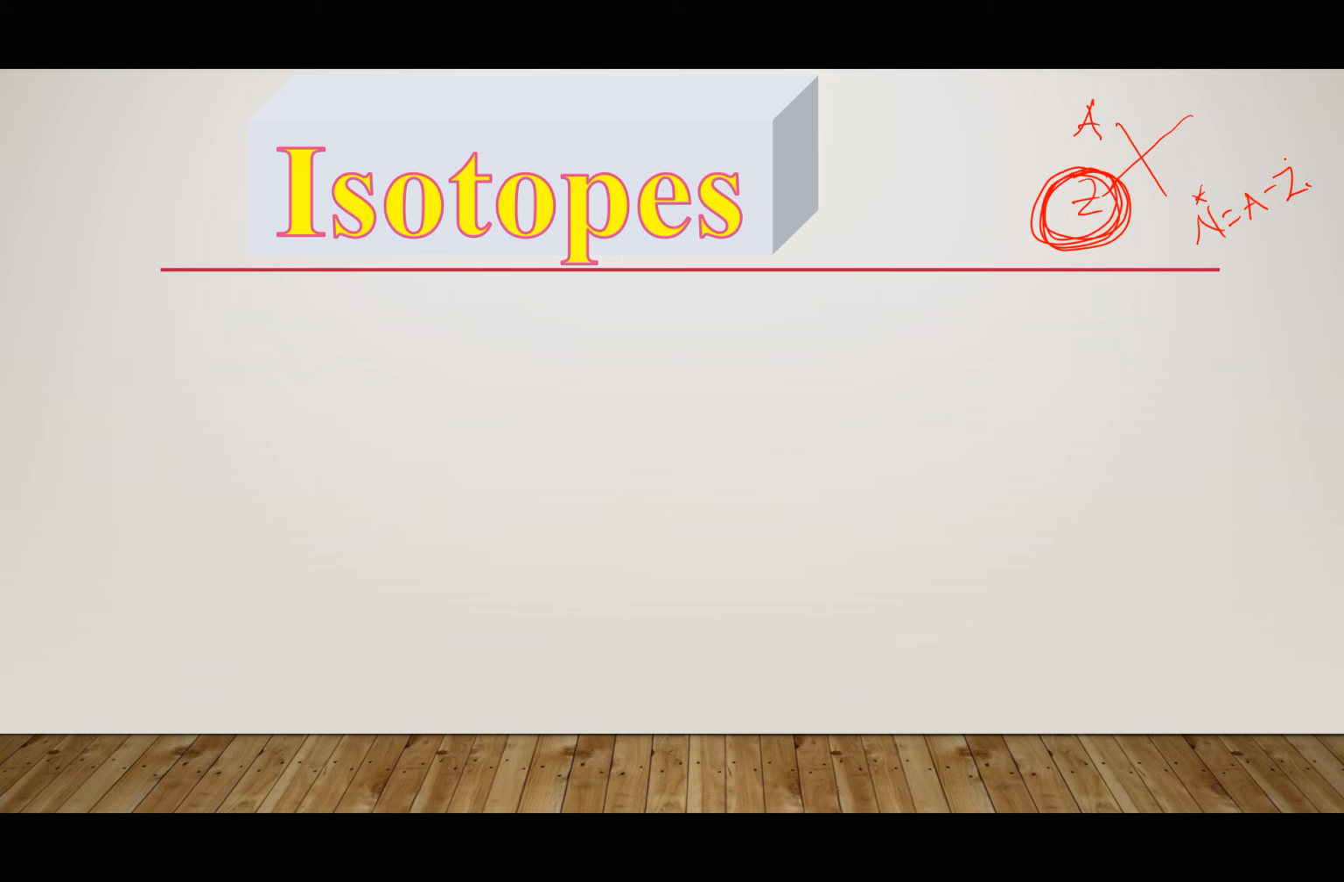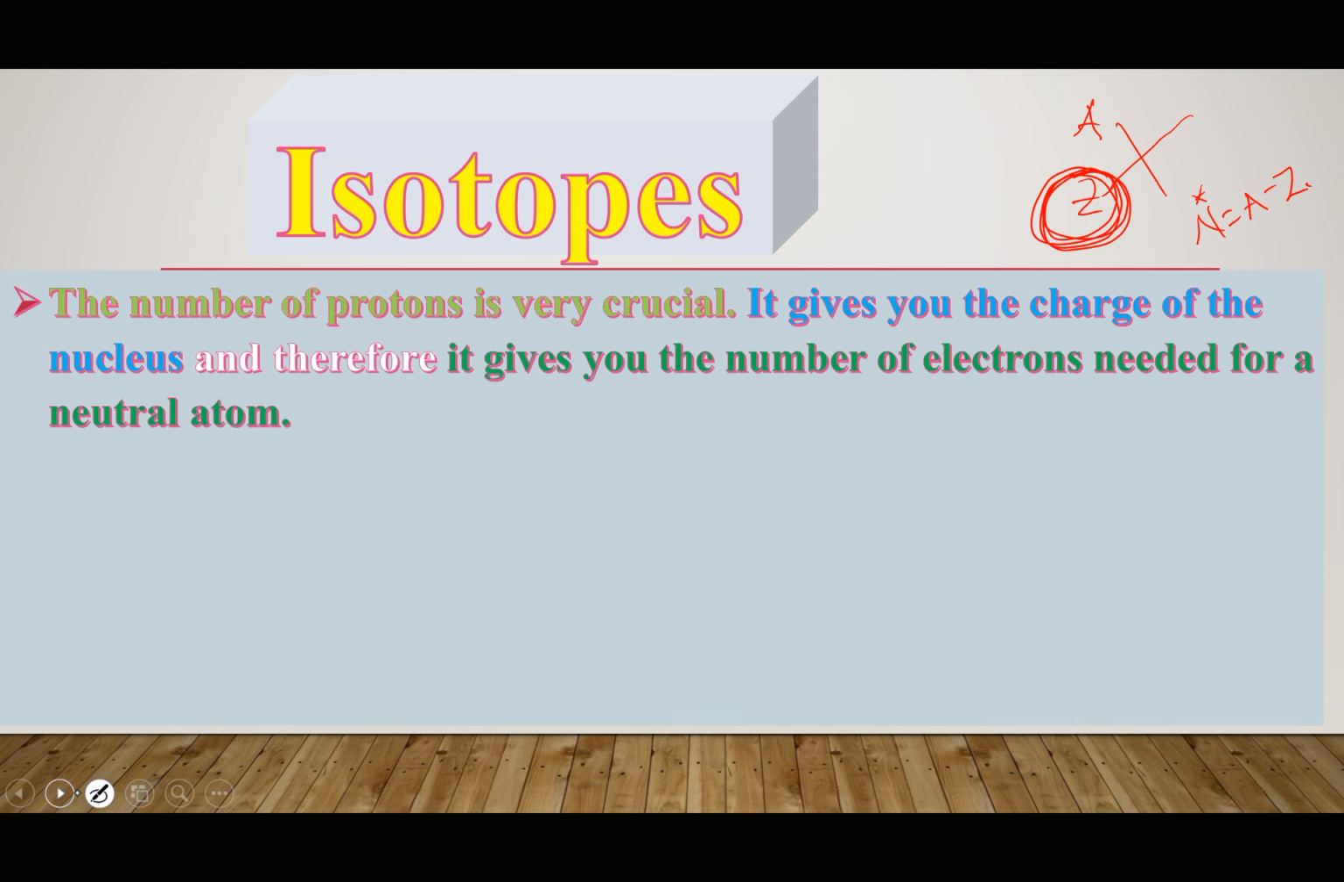So there is a possibility of atoms having the same proton number but a different number of neutrons, and therefore a different number of nucleons. And that possibility leads us to what we shall call isotopes. So what are isotopes? What I've been saying is very simple. The number of protons is very crucial. It gives you the charge of the nucleus, and therefore it gives you the number of electrons needed for a neutral atom.